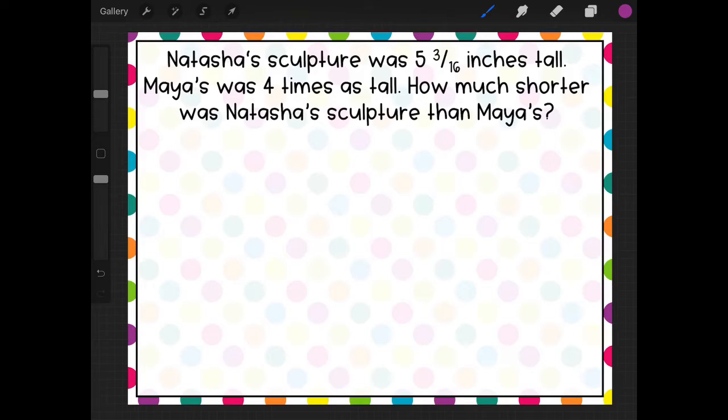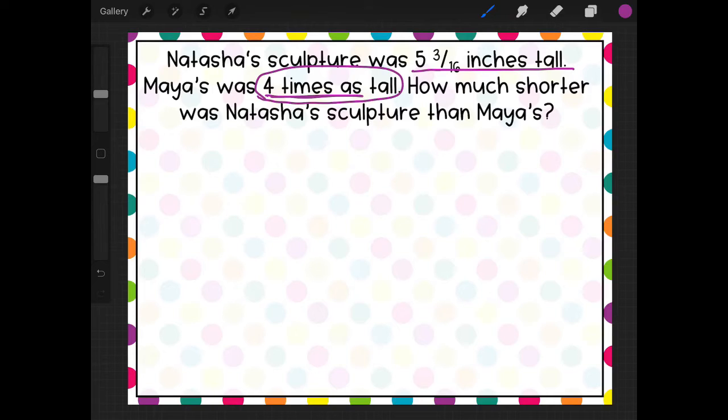All right, so my first thing I need to do is ask myself, what do I know about the problem? Well, I know that Natasha had a sculpture that was 5 3/16 inches tall. I also know that Maya's was 4 times as tall. That keyword, 4 times as, means to multiply by 4.